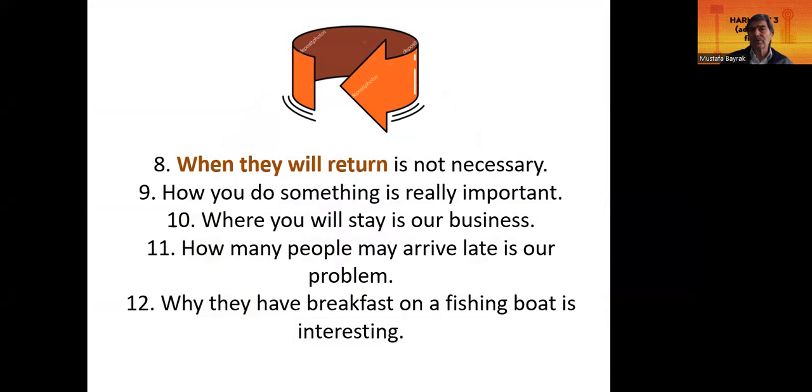Nine, how you do something is really important. How you learn something, how you do something is really important. Ten, where you will stay is our business, okay? We can deal with it for you. Eleven, how many people may arrive late is our problem. It is not your problem. We can again deal with it. Okay, we can fix it. How many people may arrive late is our business, is our problem. Twelve, why they have breakfast on a fishing boat is interesting.